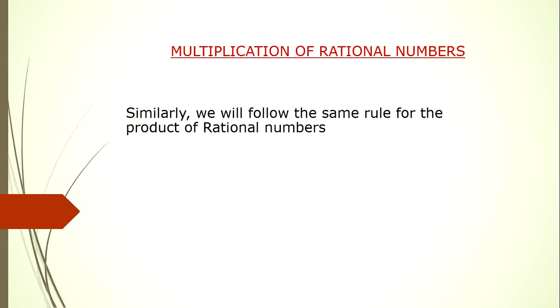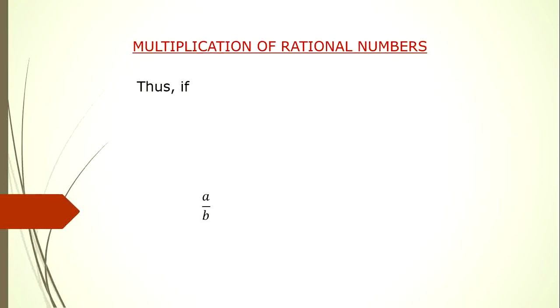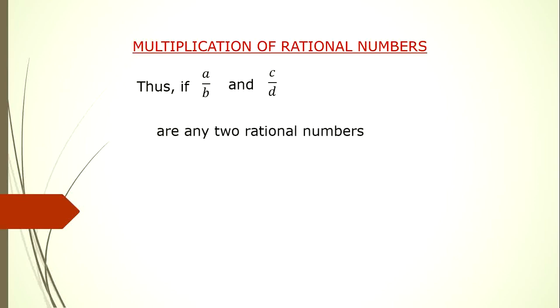Similarly, we follow the same rule for the product of rational numbers. So, product of two given rational numbers is equal to product of their numerators by product of their denominators. Before that, let us generalize. Thus, if a by b and c by d are any two rational numbers, then a by b into c by d is equal to a into c by b into d. Yes, it's very simple, children.